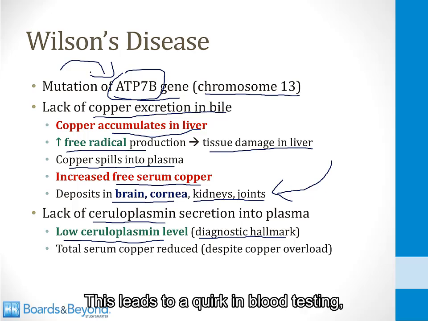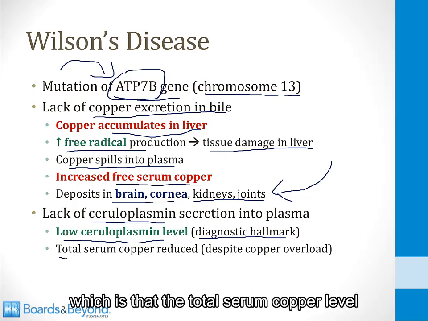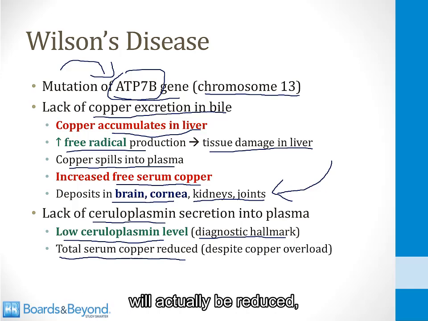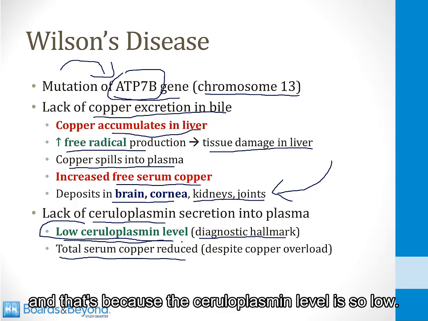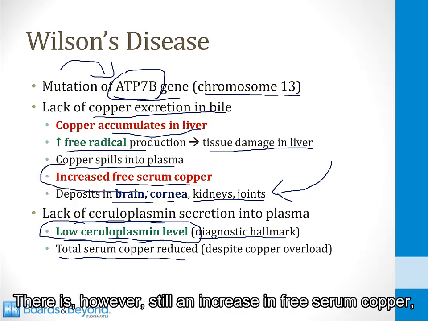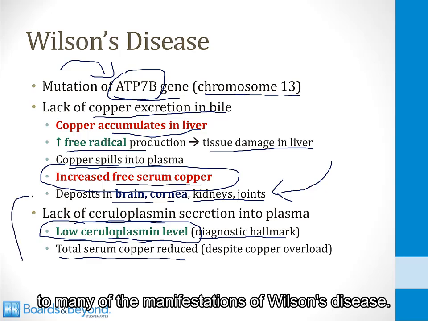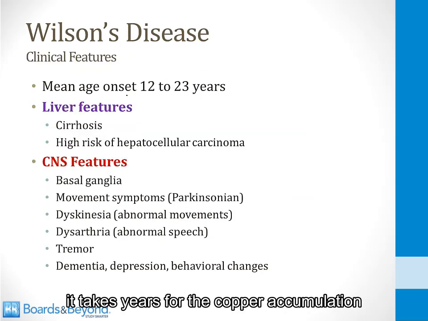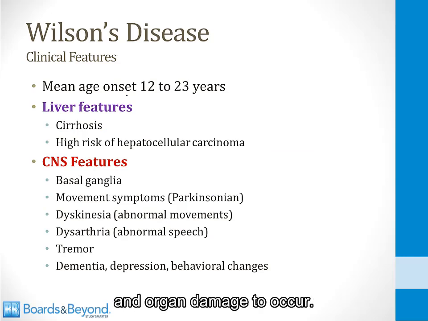This leads to a quirk in blood testing, which is that the total serum copper level will actually be reduced. And that's because the ceruloplasmin level is so low, and normally ceruloplasmin carries much of the copper. There is, however, still an increase in free serum copper, and that's what leads to many of the manifestations of Wilson's disease.